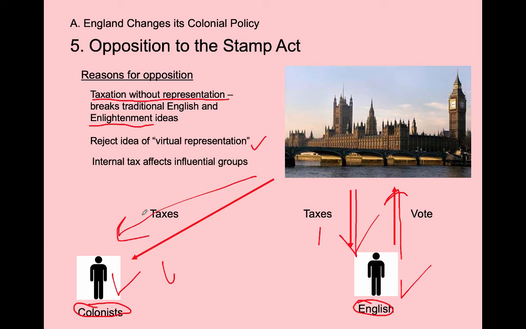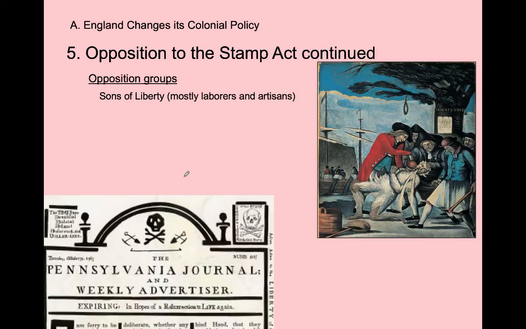Now, I've already said that this internal tax is going to affect influential groups, people that are leaders that can get people riled up in the colonies. And we said that was lawyers and newspaper owners. In both of those cases, these are influential people that are educated and can control public opinion. And they're going to be the most heavily financially impacted by the Stamp Act, as we've said. And so we're going to see them leading opposition to the Stamp Act.